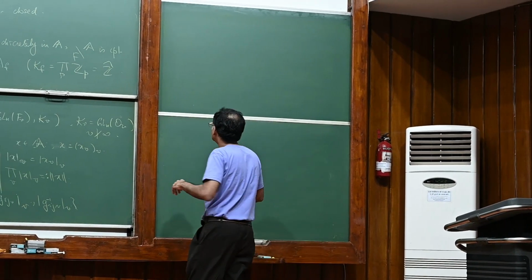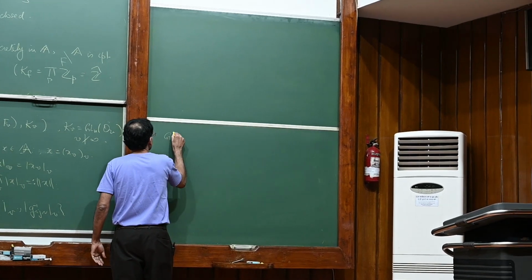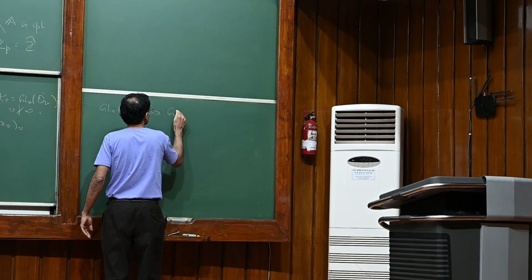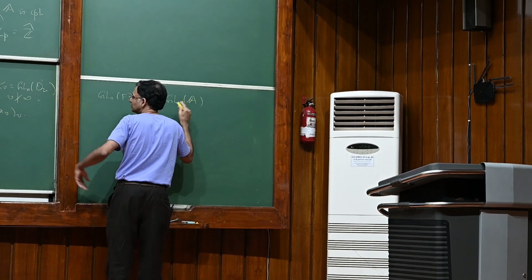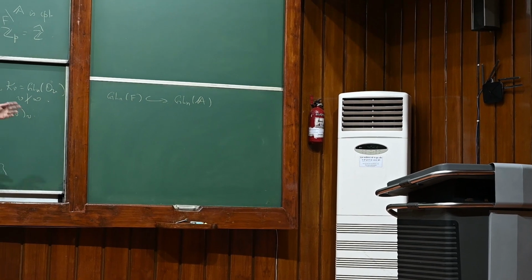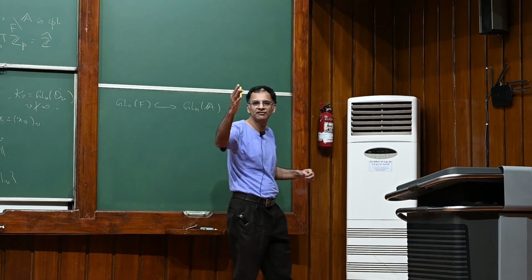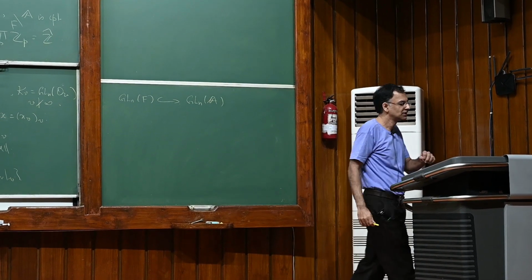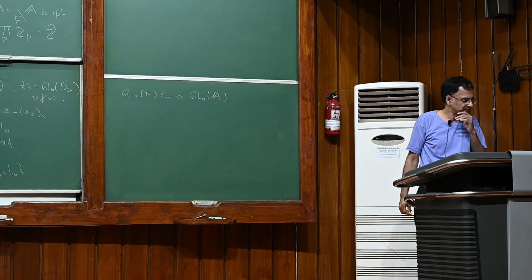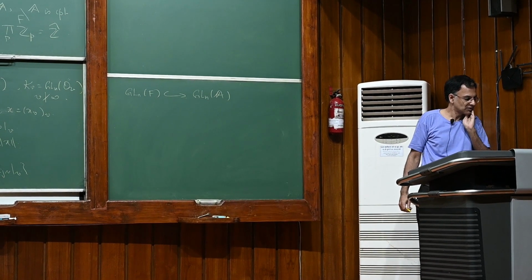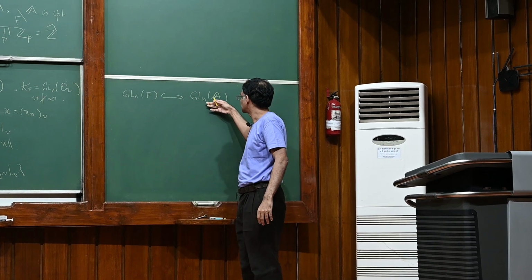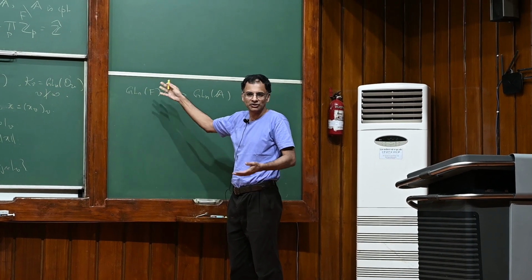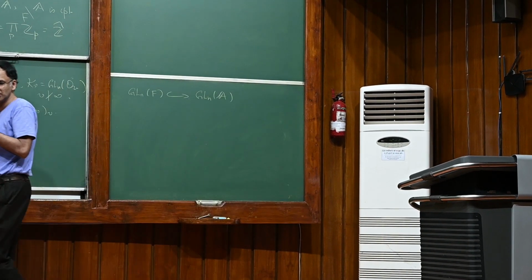And as before, GL_N(F) embeds diagonally in GL_N(A), and again it's discrete just because F inside A was discrete, and so you can look at the quotient GL_N(A) by GL_N(F). So for instance, if N was 1, then we would be in the setting of the ideles, which is what you wanted. And yeah, okay, so of course, again, there's a Haar measure here, so you'll get a measure on the quotient space, GL_N(A) by GL_N(F).